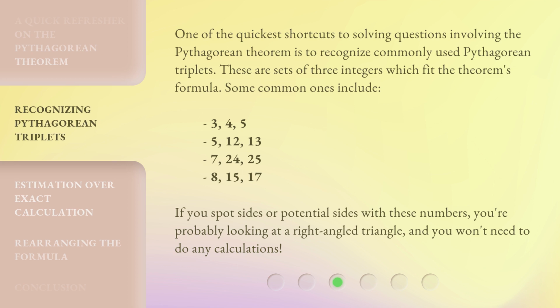One of the quickest shortcuts to solving questions involving the Pythagorean theorem is to recognize commonly used Pythagorean triplets. These are sets of three integers which fit the theorem's formula. Some common ones include 3, 4, 5; 5, 12, 13; 7, 24, 25; 8, 15, 17. If you spot sides or potential sides with these numbers, you're probably looking at a right-angled triangle, and you won't need to do any calculations.